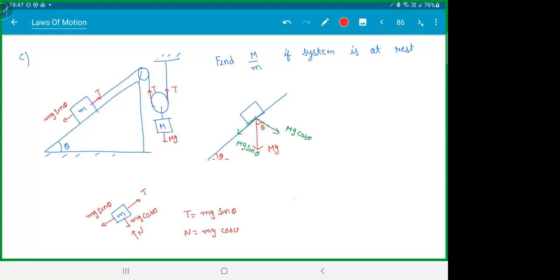So we simply write there 2T is equal to capital Mg. So we get 2mg sin theta is capital Mg. So capital M by small m is 2 sin theta. Check, easy.